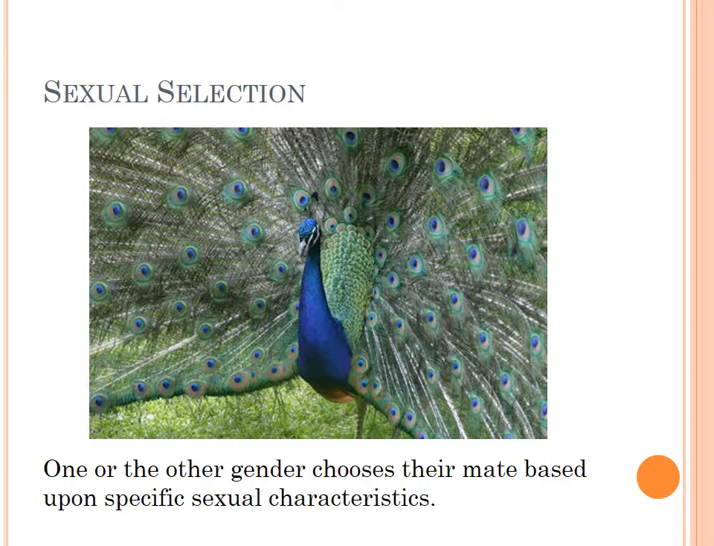Sexual selection will occur when one gender or the other chooses their mates based on very specific sexual characteristics. If you see something weird in nature, and you look at that and you're like, why does that organism have that particular appendage, or why does it do that? More than likely, it's because of sex. Sexual selection causes the most outrageous features to form, like the peacock's tail.